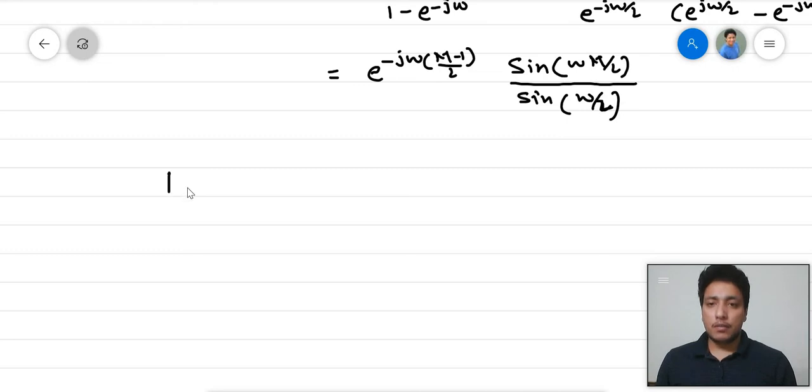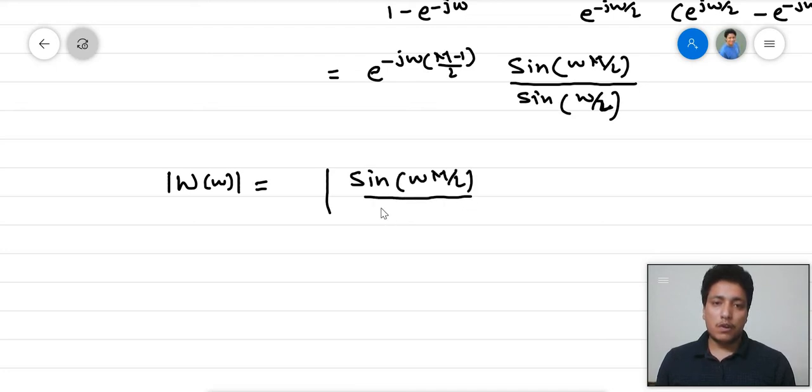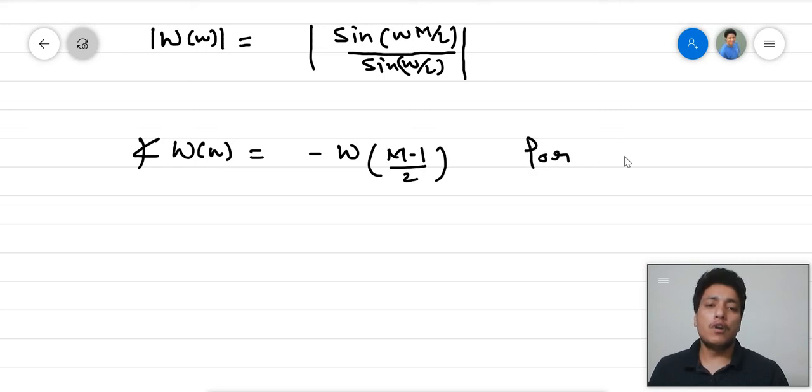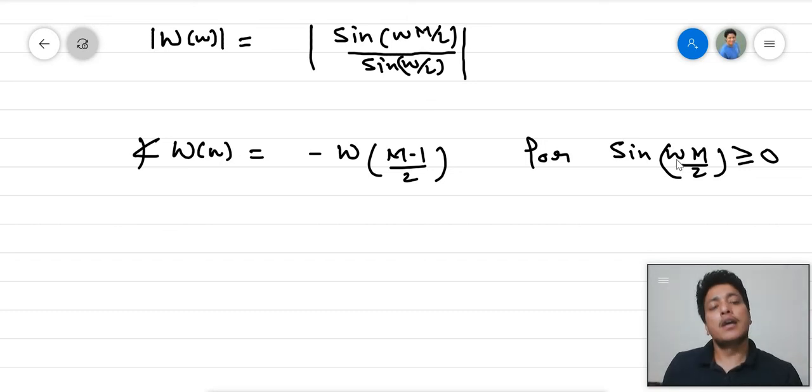Please note that the magnitude of the window function is mod of sin(ωM/2) over sin(ω/2). After magnitude, next is the angle of the window function. That will be equal to minus ω(M-1)/2 for sin(ωM/2) greater than or equal to 0. Please note that ω can have a maximum value in the positive domain from 0 to π, and by this ω/2 will give you the maximum value of π/2.